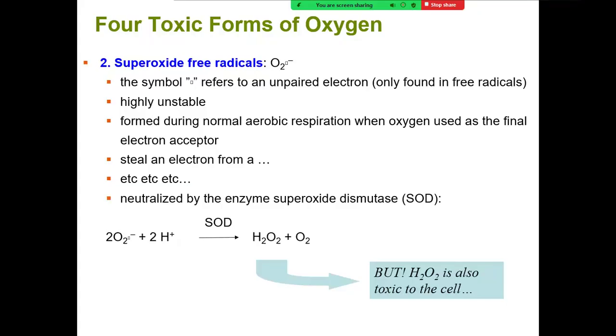Superoxide free radicals are formed during normal aerobic respiration. Superoxide free radicals can steal an electron from an intermediate of the electron transfer chain.